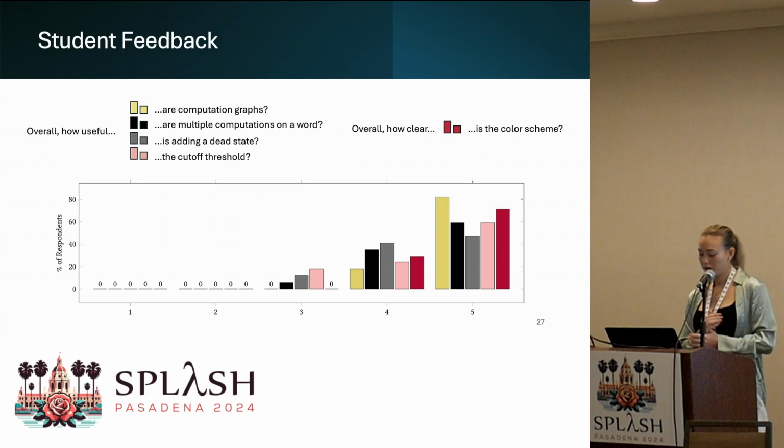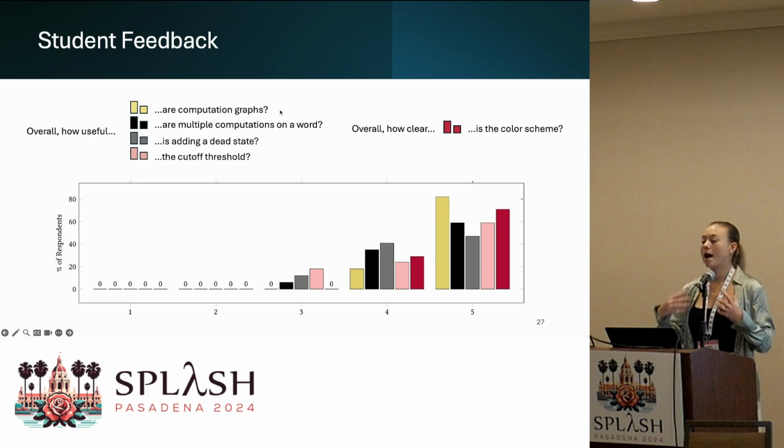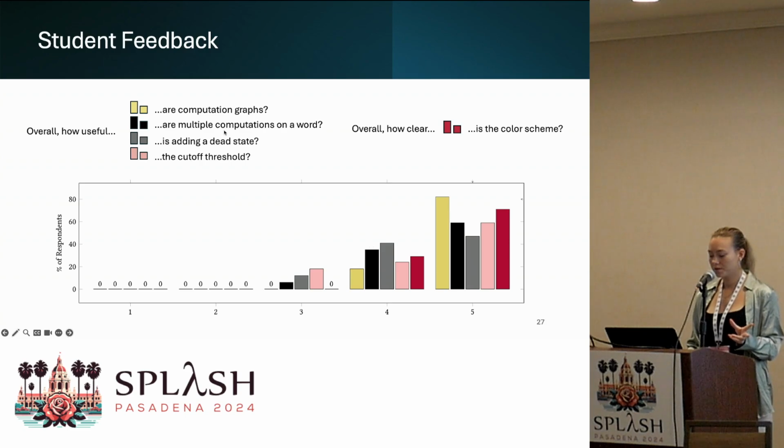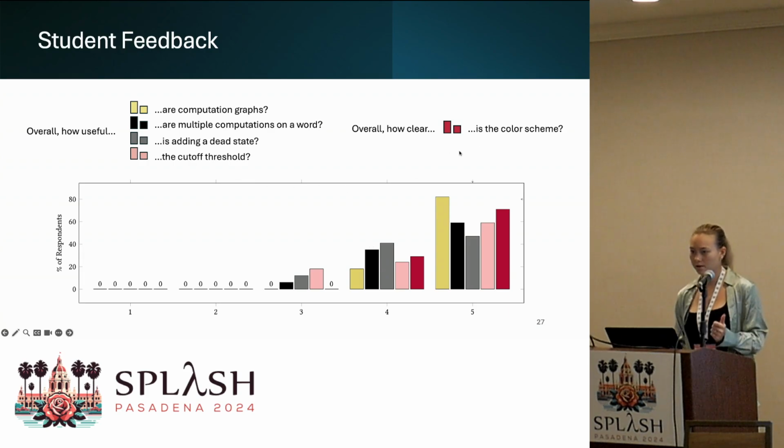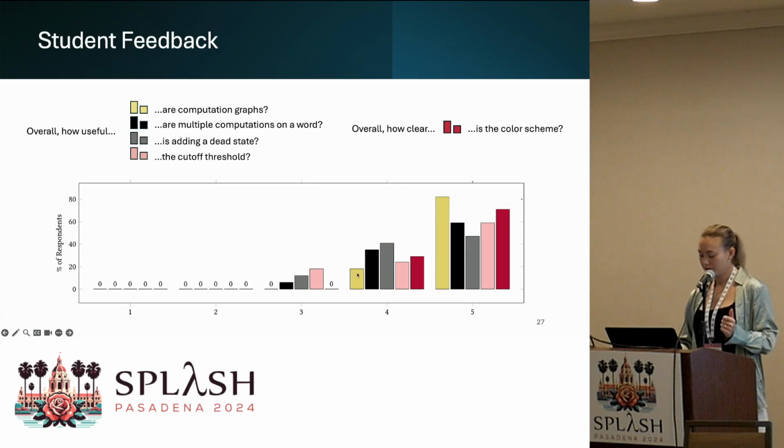And these are the questions and the results. The first question asked overall how useful are these computation graphs? Do you use them? Do they help you with nondeterminism? The second question asked if the graphs help you understand that there can be multiple computations on a word and how they behave. The third question asked about the dead state. Is that useful? Is the cutoff threshold useful? And finally, is the coloring scheme clear? The results are displayed at the bottom.